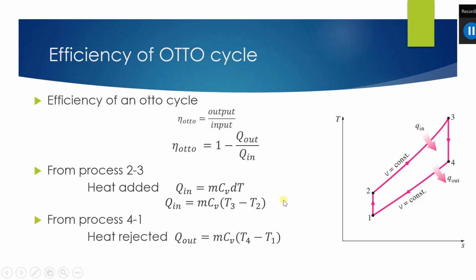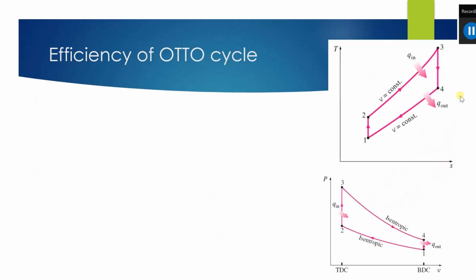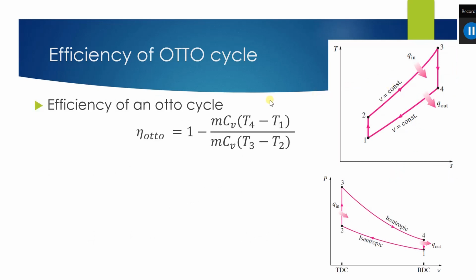Similarly, heat is rejected from the cycle in process 4 to 1, and heat rejected Q out is equal to mCV into T4 minus T1. Substituting these values in the efficiency equation, we get eta Otto is equal to 1 minus mCV (T4 minus T1) divided by mCV (T3 minus T2).